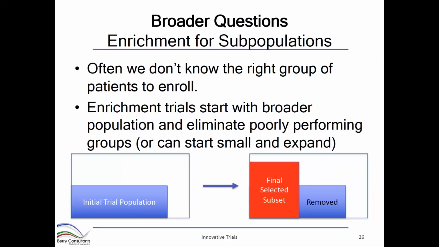So an enrichment trial is aimed at starting with a specific population, and as the trial continues, you can either remove part of that population, you assess at an interim analysis, it's not working, we're going to not enroll these kind of patients anymore, or you can add to the population that you're enrolling.